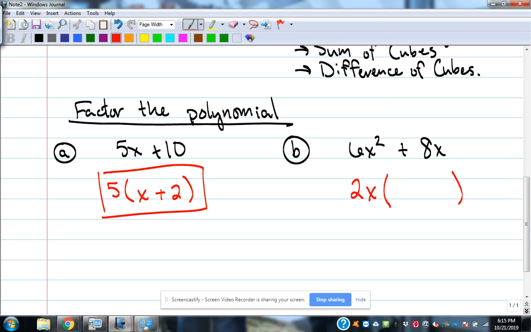Now we need to open up parentheses and find out what's left. So we think, what times 2x gets me 6x squared? 3. And I need what else? Another x to make the x squared. And then what times 2x give me 8x? Plus 4. Okay. Greatest common factor is what we're using right now. And we'll add in the other stuff in just a little bit. Okay.